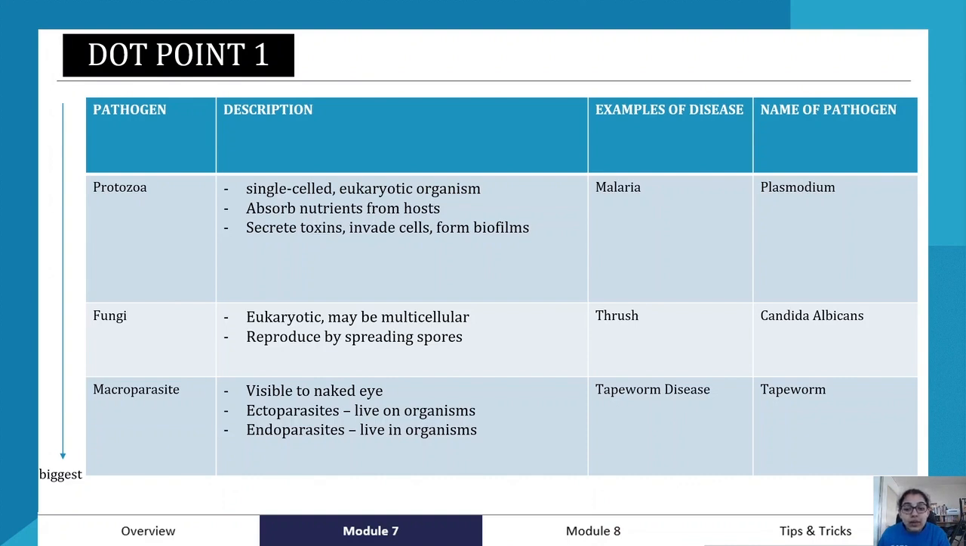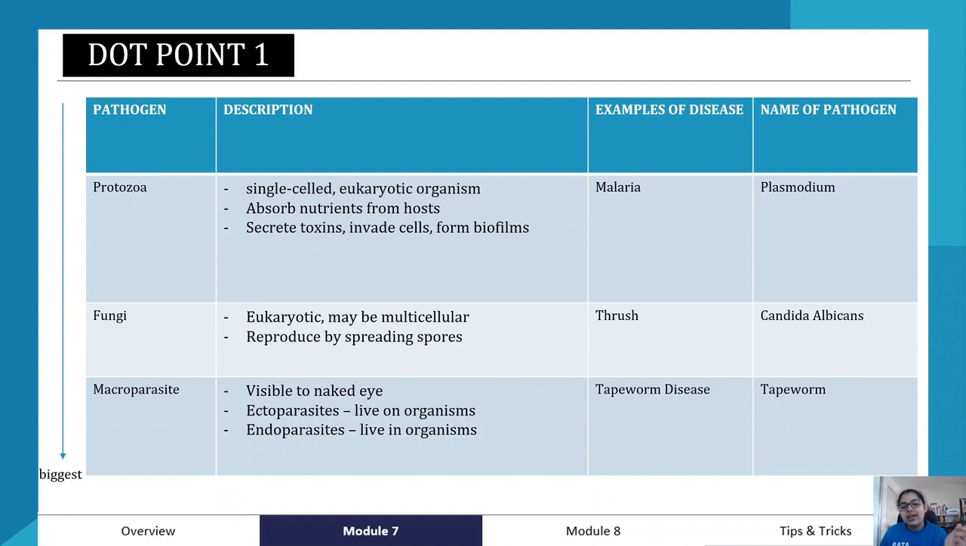Then we've got fungi, which are eukaryotic. They can be multicellular, and they spread by releasing spores. Candida albicans causes thrush. And then finally we've got macroparasites. They are visible to the naked eye. Ectoparasites are those that live on organisms, and endoparasites are those that live in organisms. Tapeworm causes tapeworm disease. So those are the examples. Always know your examples.